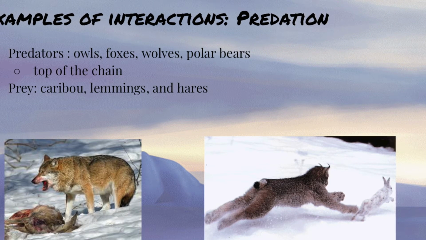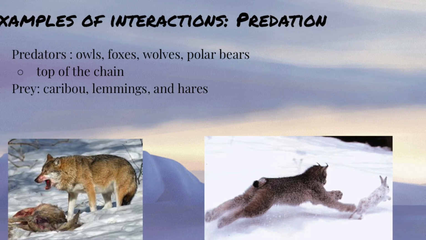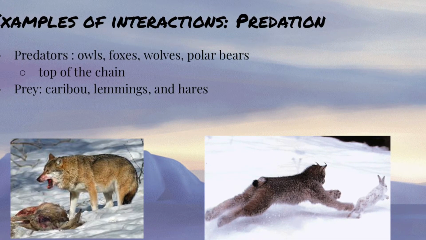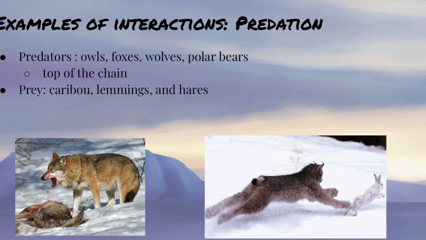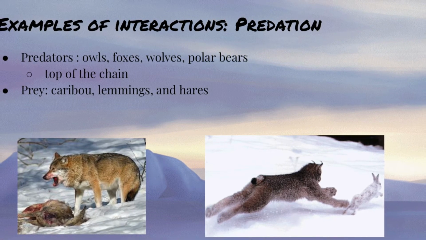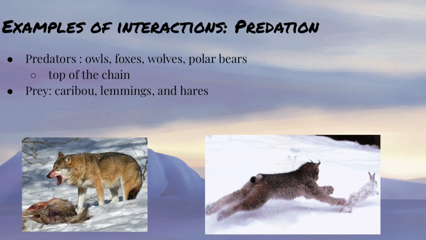Some predators in the tundra are owls, foxes, wolves, and polar bears. These animals are at the top of the food chain and prey on animals such as caribou, lemmings, and hares. One predator-prey example is between the Arctic fox and the vole. Arctic foxes normally eat small mammals such as the vole. They also eat lemmings, birds, and birds' eggs.